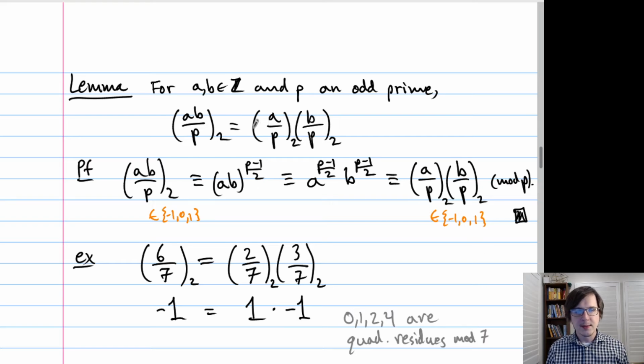So here's an example using this property. Is 6 a quadratic residue mod 7? Well, we can take the product of the Legendre symbols for 2 and 3 and see. This isn't like calculating it; I'm just verifying that it actually works. So 0, 1, 2, and 4 are quadratic residues mod 7. And so 2 gives us 1, 3 gives us minus 1 because it's not on the list, and also 6 is not on the list, that's minus 1, and great. It actually does work out.